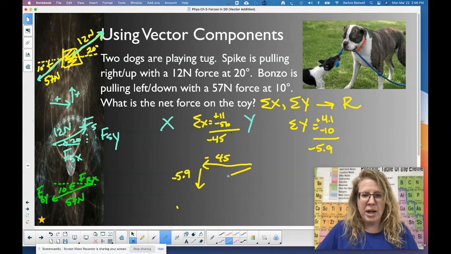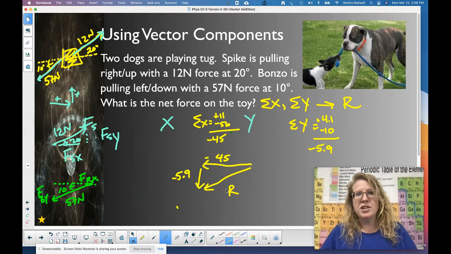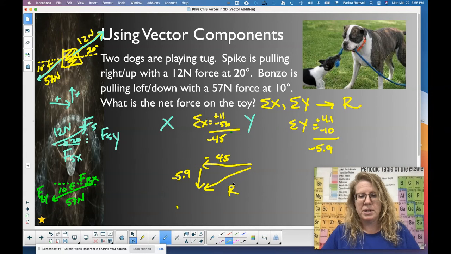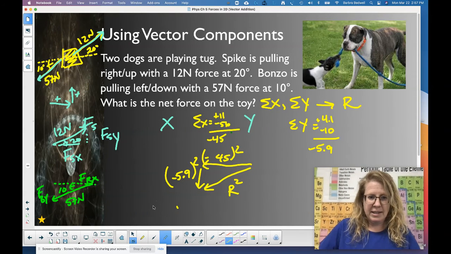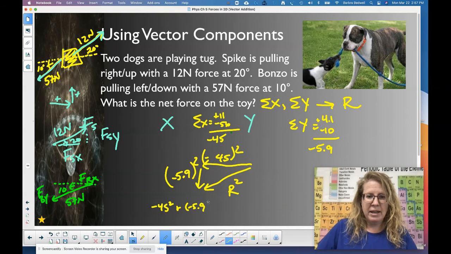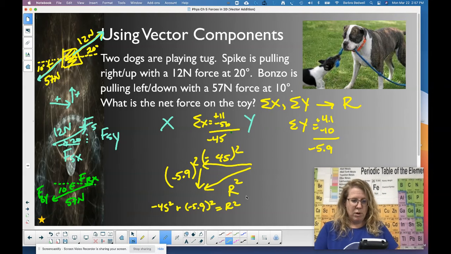That means that this right here is our resultant. Our resultant is going to the left and down, kind of in Bonzo's direction. He was winning this particular tug of war. So now, once we know what this is, now we can do Pythagorean theorem. 45 squared plus 5.9 squared equals r squared. So just use your Pythagorean theorem. It is negative 45 squared plus negative 5.9 squared equals r squared.